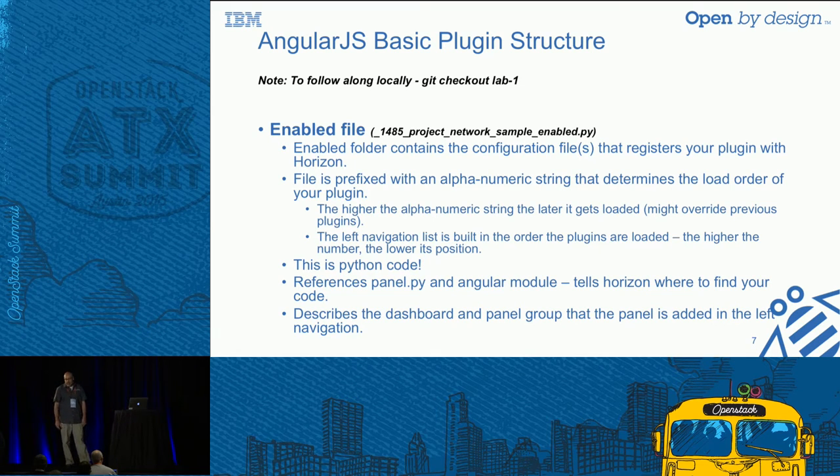So the enabled file. This is, again, the file that tells Horizon about your plugin and what kinds of things are in it. It's prefixed with an alphanumeric string that tells it the order it's going to be loaded by Horizon. So later plugins could overwrite previous plugins. It also tells Horizon what order in the tree you'd like your plugin to show up. Again, this is Python code. One of the key elements in this file is that it's going to point to your panel.py, which, if you've written Horizon plugins in Python before, tells Horizon exactly how to represent your panel in the tree and when it should be displayed.